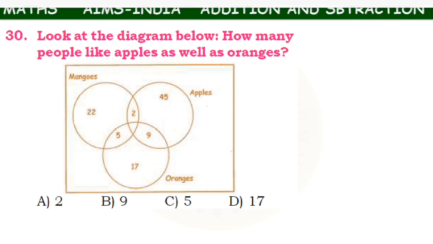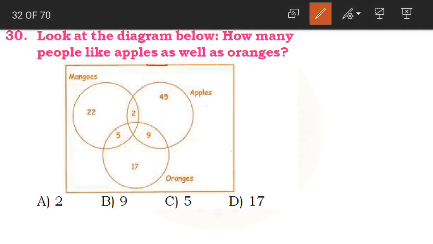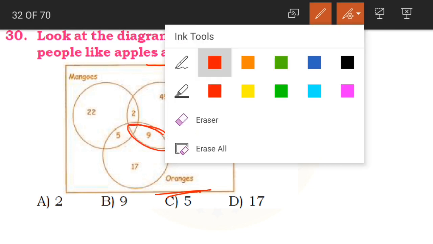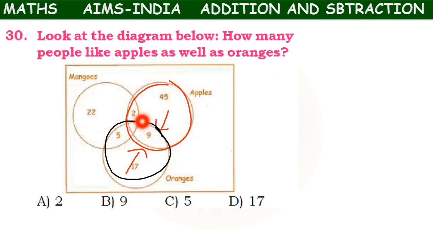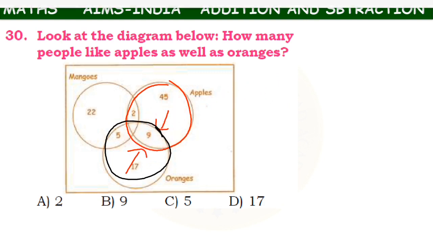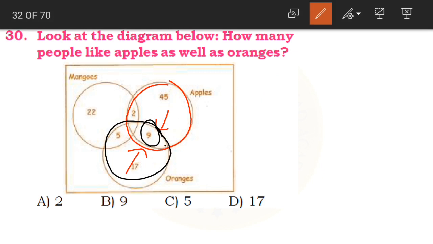Coming to question number 30. Look at the diagram below. How many people like apples as well as oranges? They like both, it seems, apples and oranges. See, these are the apples and these are the oranges. If you look at this number here, 9, the number 9 is both in apples and as well as oranges. See, this is the apple circle and this is the oranges circle. Yes children, now this 9 is in both apples and oranges. So this 9 will be our correct answer, both apples and oranges.